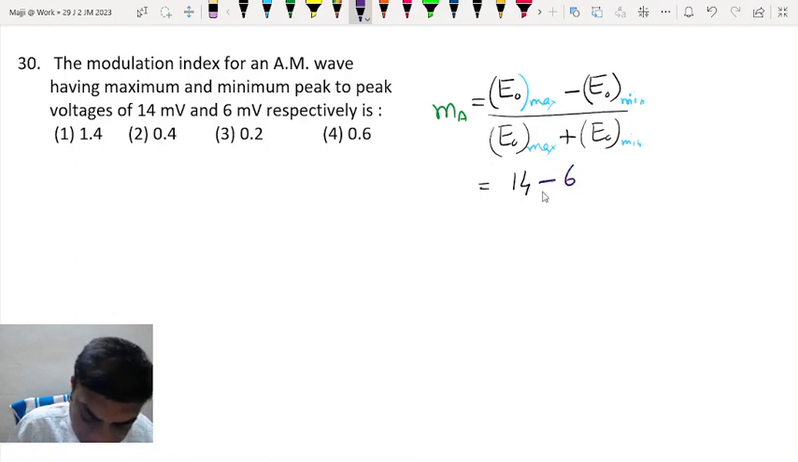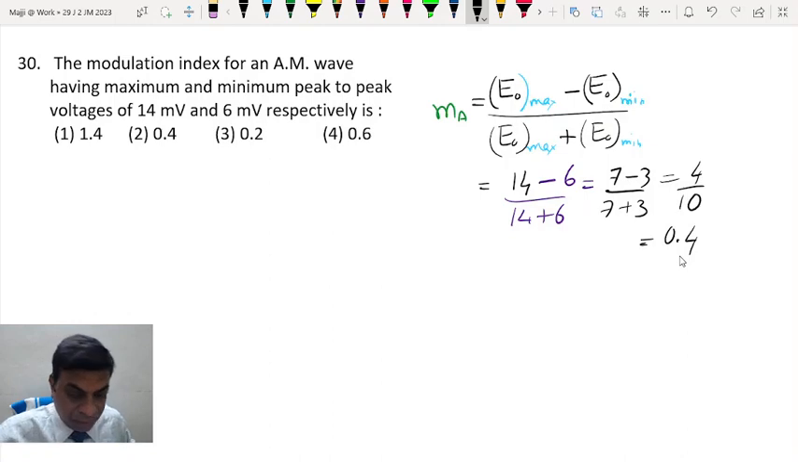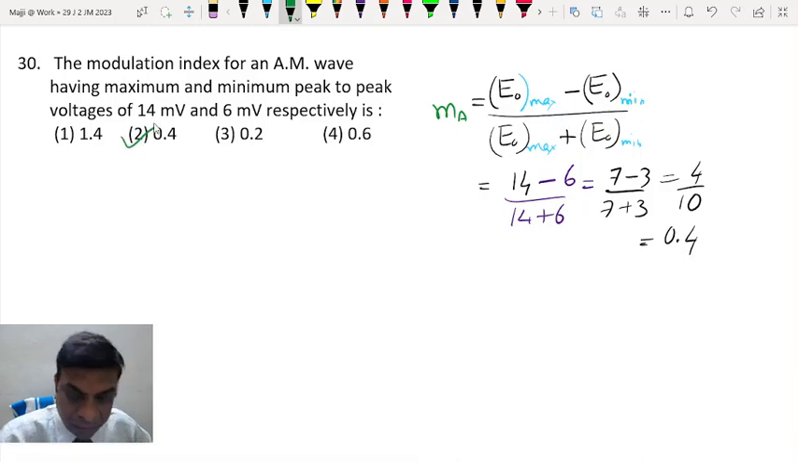So 14 minus 6 upon 14 plus 6, you can cancel with 7 by 2, to 2 sevens are minus 3, 2 sevens are plus 3, so 4 by 10, so it is 0.4. So this is the option. Correct option is fourth option, second option.